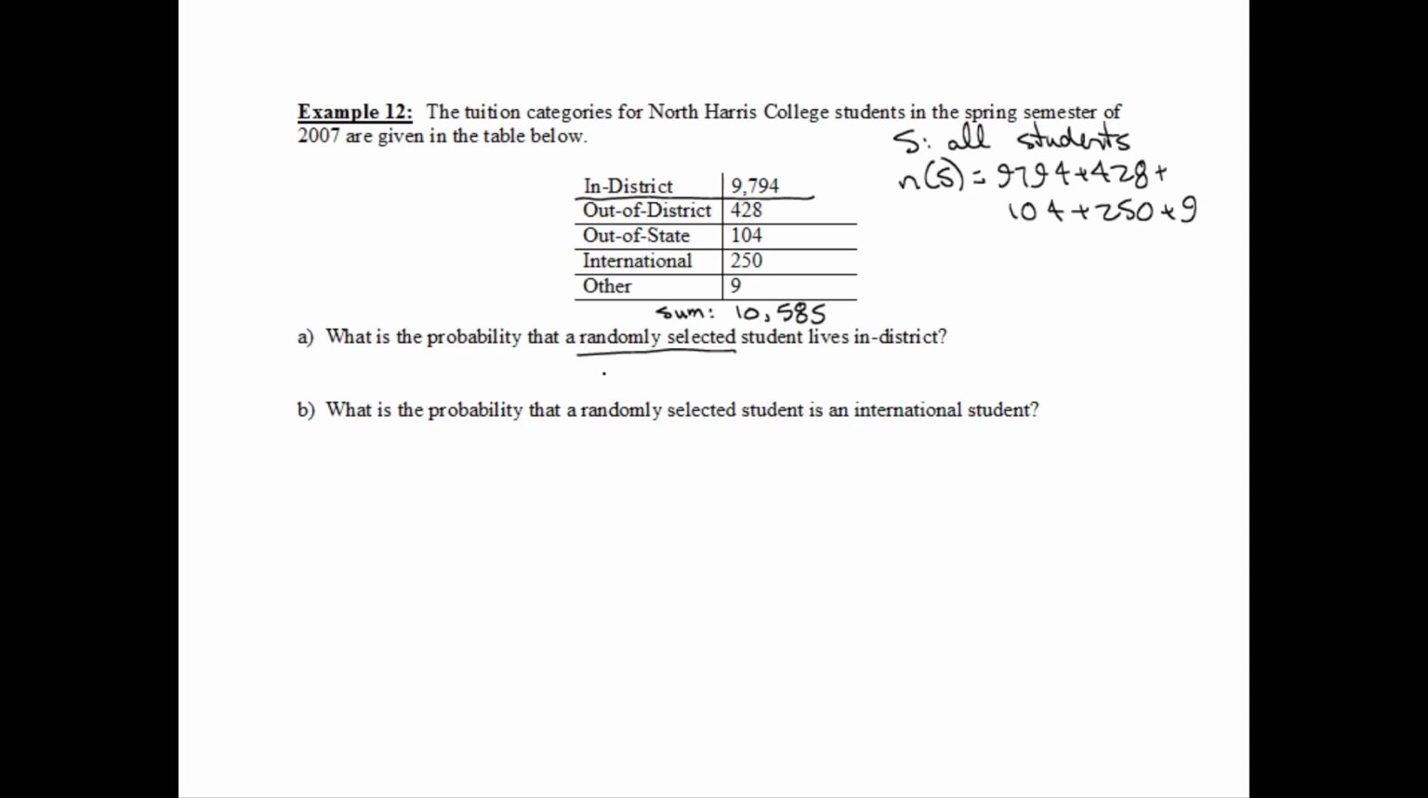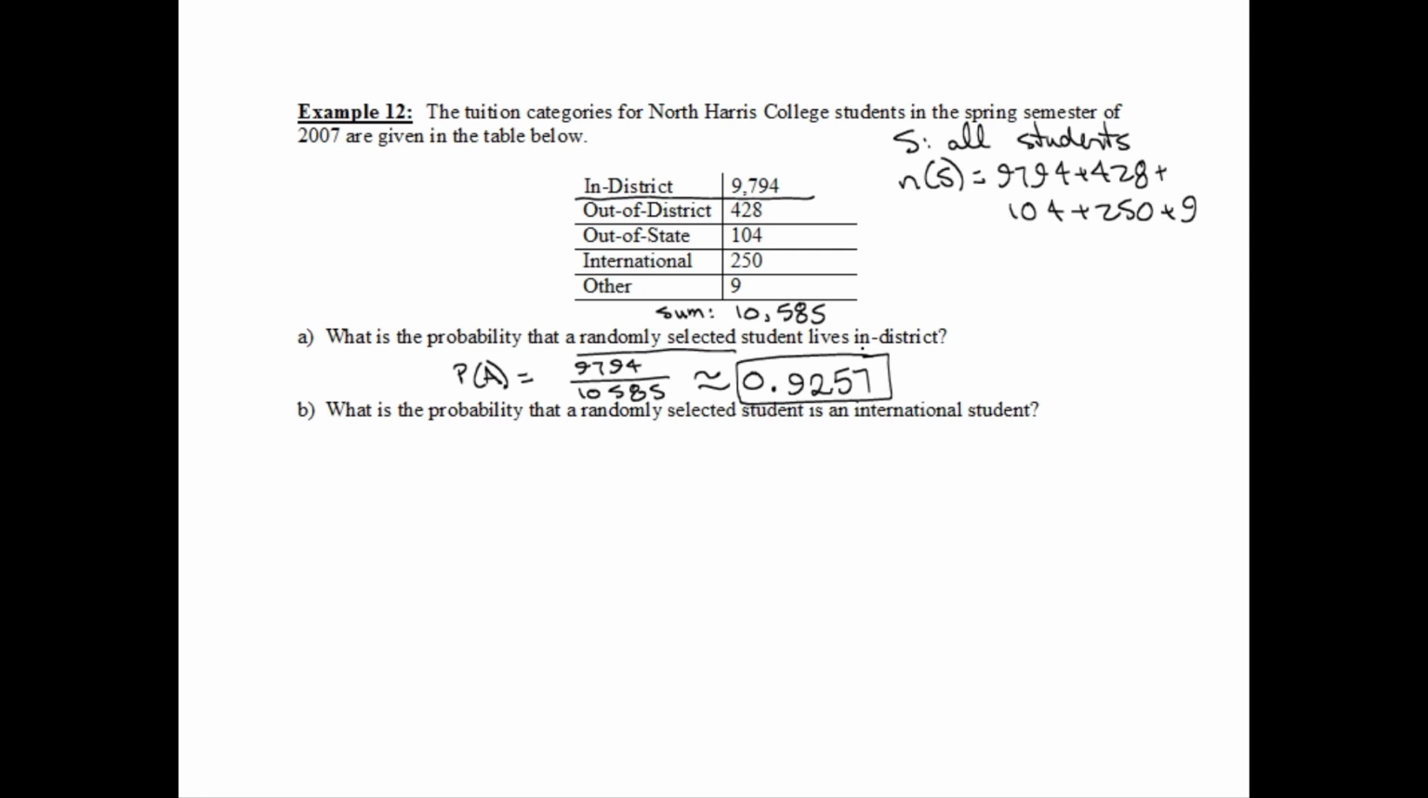What's the probability that a randomly selected student lives in district? We'll call this event A. How many are in district? 9794. How many total possibilities are there? 10,585. If you get a fraction of 1/3, that's a meaningful number, but this fraction is not very meaningful. So we are going to get a decimal approximation, and you should get approximately 0.9257.